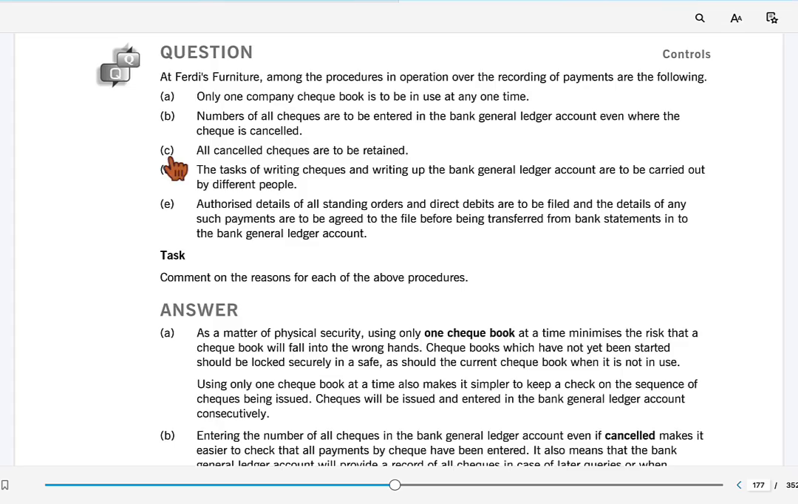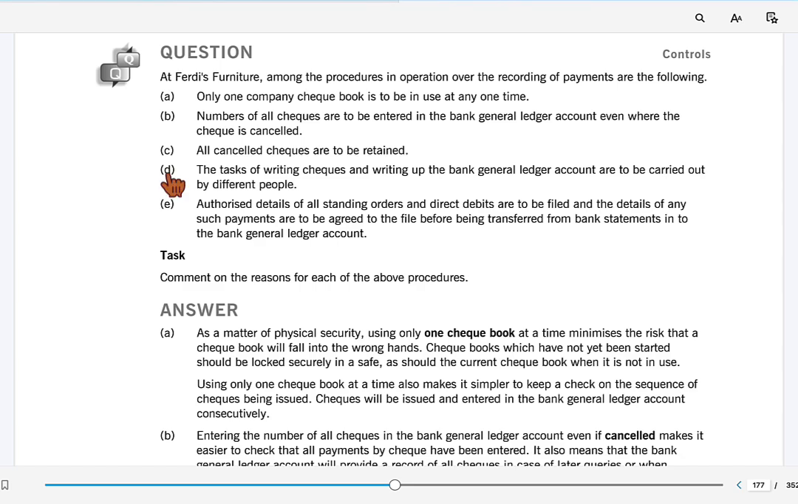C. All canceled checks are to be retained. This means, if a check is canceled, they do not throw it away. They keep it safely as part of records and documents. So the question wants you to explain why the business must keep canceled checks instead of destroying them.